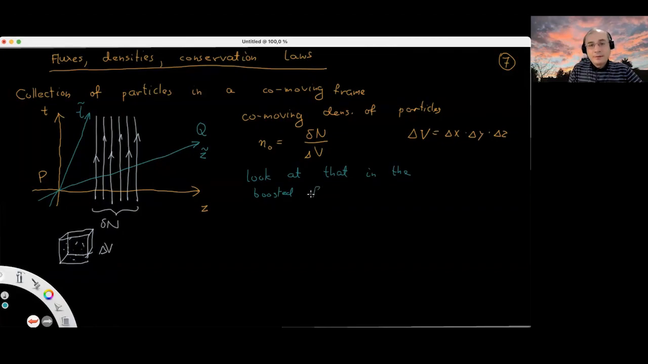We look at that in the boosted frame, boosted along Z. Yeah, so now it's fairly obvious that the Z size of this box appears to be shortened, right? Because now delta Z has been changed into 1 over gamma delta Z. That's the Lorentz contraction. However, it does not apply to the transverse dimensions. So the delta V in the new frame is just delta X, delta Y, delta Z tilde, which is 1 over gamma delta V.